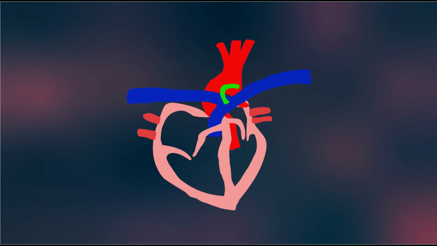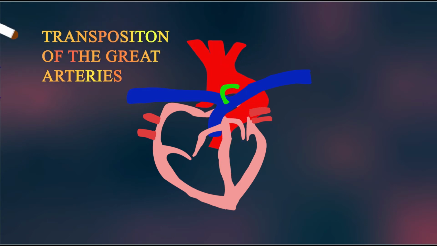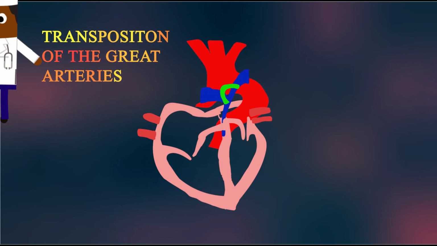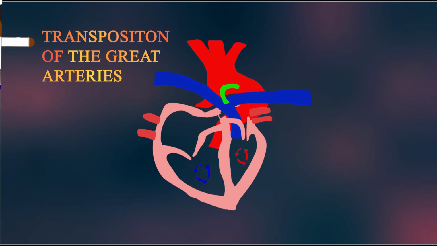A mismatch of the tubes can occur in a condition called transposition of the great arteries, where the aorta and pulmonary artery switch places. Like a viral song on the radio, blood is stuck in a loop on both the right and left sides of the heart and is not able to communicate with each other.